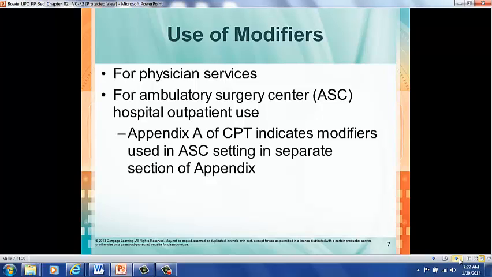When billing for physician services, modifiers should be placed in item 24D of the CMS 1500 form. This would follow the CPT code. Appendix A of this textbook that we are using provides an example of the CMS 1500 form. Reference Appendix A of this textbook to locate where to place the modifier on the CMS 1500 form.